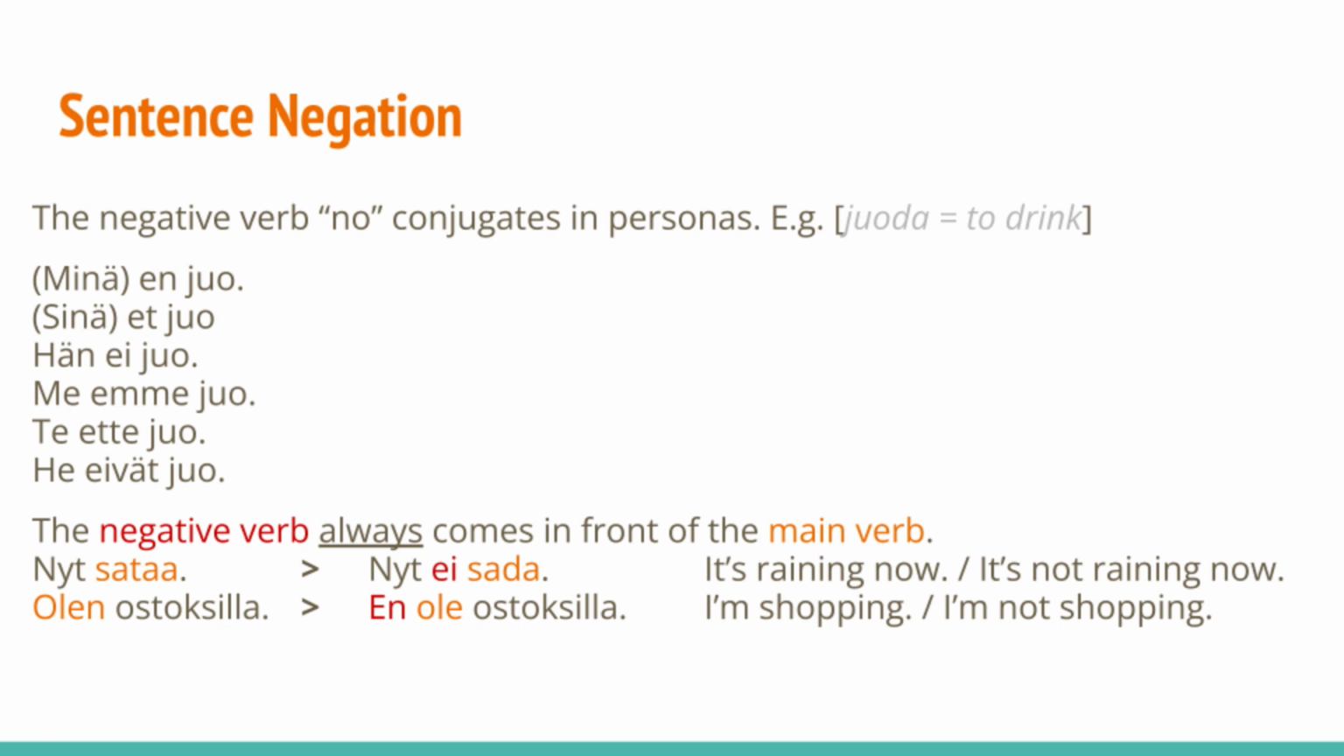And one of the most important things to remember with negative sentences, in addition to the conjugating in persons, is that the negative verb, the word no, always comes in front of the main verb. As in, "nyt sataa", "nyt ei sada". "Olen ostoksilla", "en ole ostoksilla". It will always stick to the verb, and it will not float around the sentence. You can sometimes play, indeed, with the word order in Finnish, but the negative verb, if it exists in the sentence, will stay glued in front of the verb, not behind, not somewhere at the end of the sentence, nowhere there. It will always stay right in front of it.